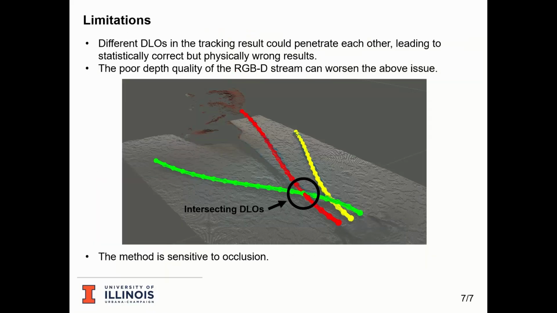The proposed method currently has several limitations. In the tracking results produced, different objects sometimes penetrate through each other, which is not physically possible. Additionally, the proposed method is sensitive to poor depth quality and occlusion.